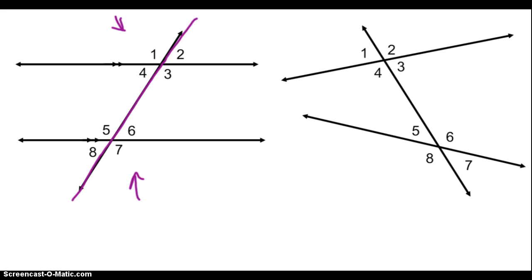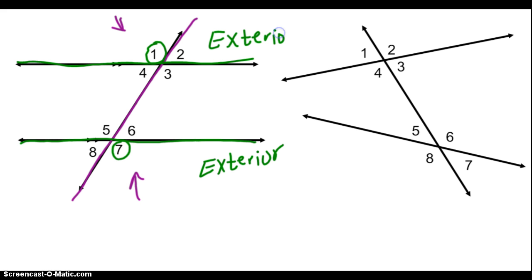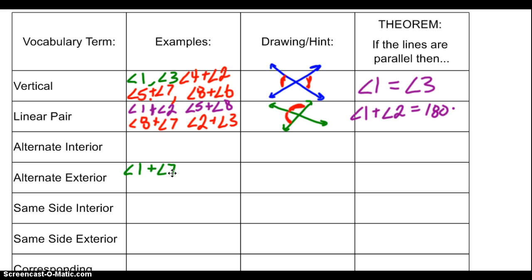So alternate exterior angles are two angles that are on the opposite side and are on the outside, the exterior, of these two parallel lines. So the exterior is out here. This is the exterior. So angles 1 and 7 might be called alternate exterior angles. Let's write that down. So angle 1 and angle 7 are alternate exterior angles.